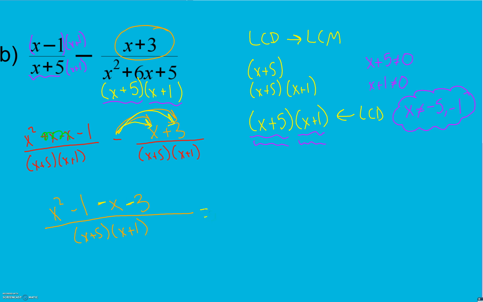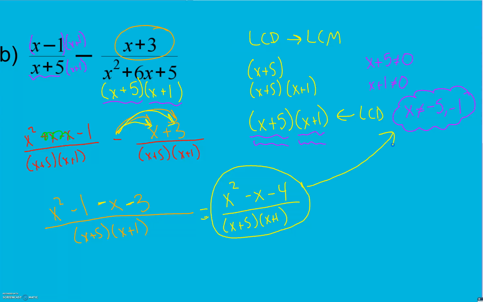Go ahead and combine my like terms and put it in standard form, which means biggest exponent on down. X squared minus x minus 4 over x plus 5, x plus 1. Is there anything that multiplies to 4 and subtracts to 1? Sure isn't. So we can't simplify that any further. This is going to be our final answer, as long as x is not equal to negative 5 or negative 1.